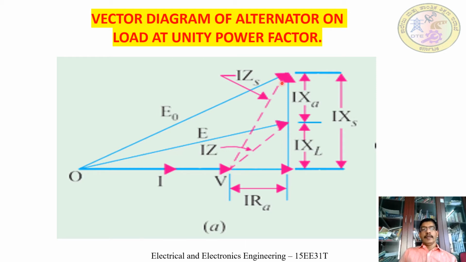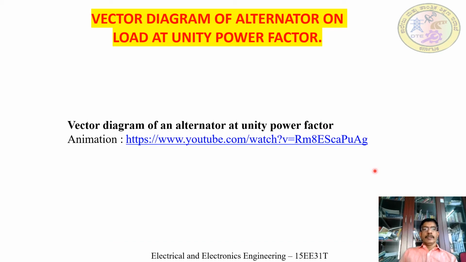IZS is the impedance triangle's vector sum of IRA and IXS. Similarly, IZ is the vector sum of IRA and IXL. This is the vector diagram of alternator at unity power factor. So in this YouTube link, click on this and you will get more information about the vector diagram of alternator on load at unity power factor.